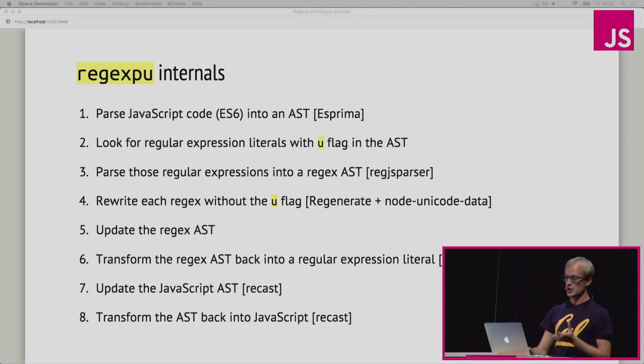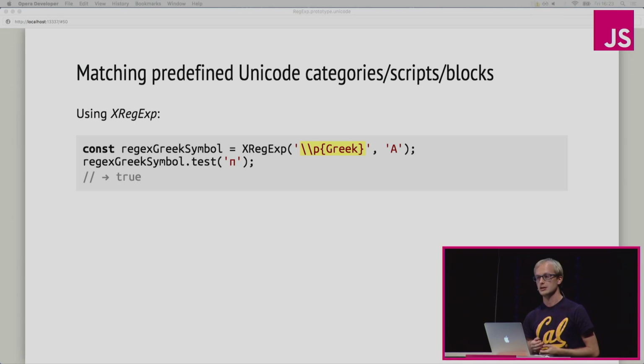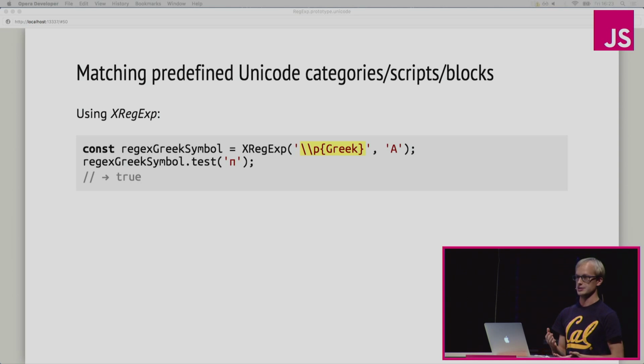Now, for some things, there's still no built-in syntax in ECMAScript 6, even with the U flag. For example, Unicode provides a lot of data files for categories, scripts, blocks, and properties, but there is no way to access that data directly in regular expressions. Let's say you want to match all the Unicode symbols in the Greek script.